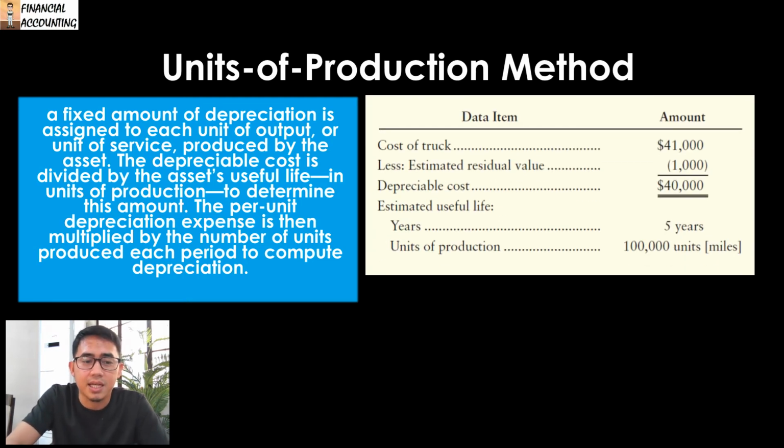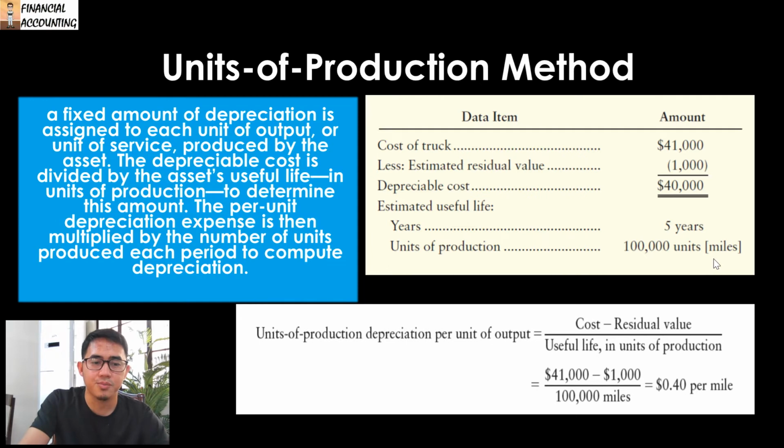So in this case, we'll use again the same example. We have the truck. Cost of the truck is $41,000. We have our estimated residual value of $1,000, and our depreciable cost is at $40,000. So we will use now units of production. In this case, our units of production is 100,000 miles, meaning we estimate that the truck can travel for 100,000 miles. Then after that, that's the end of its useful life.